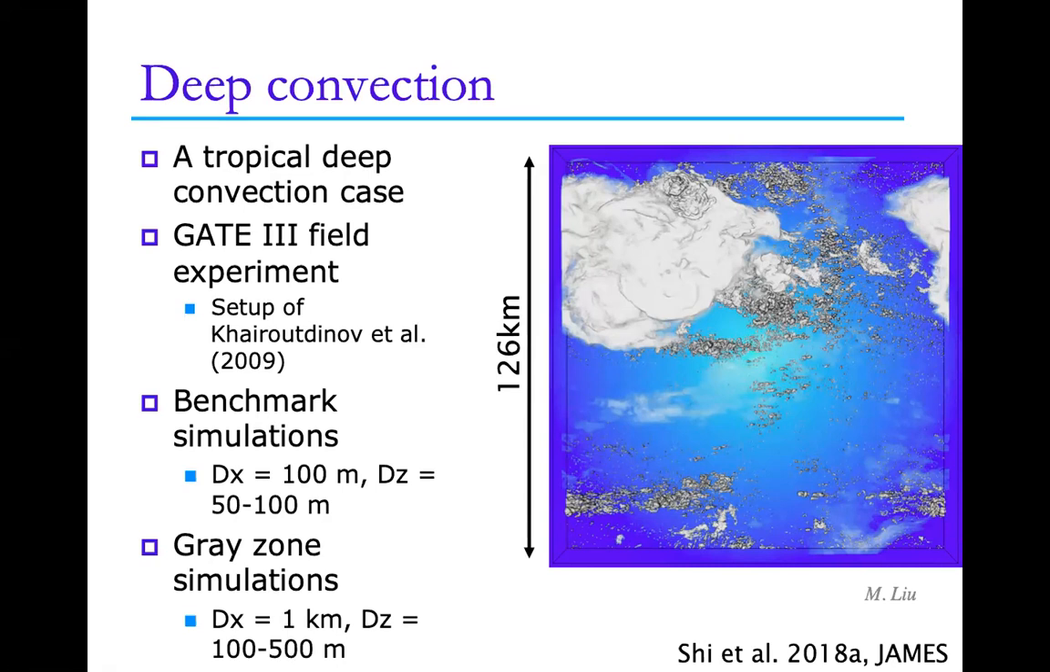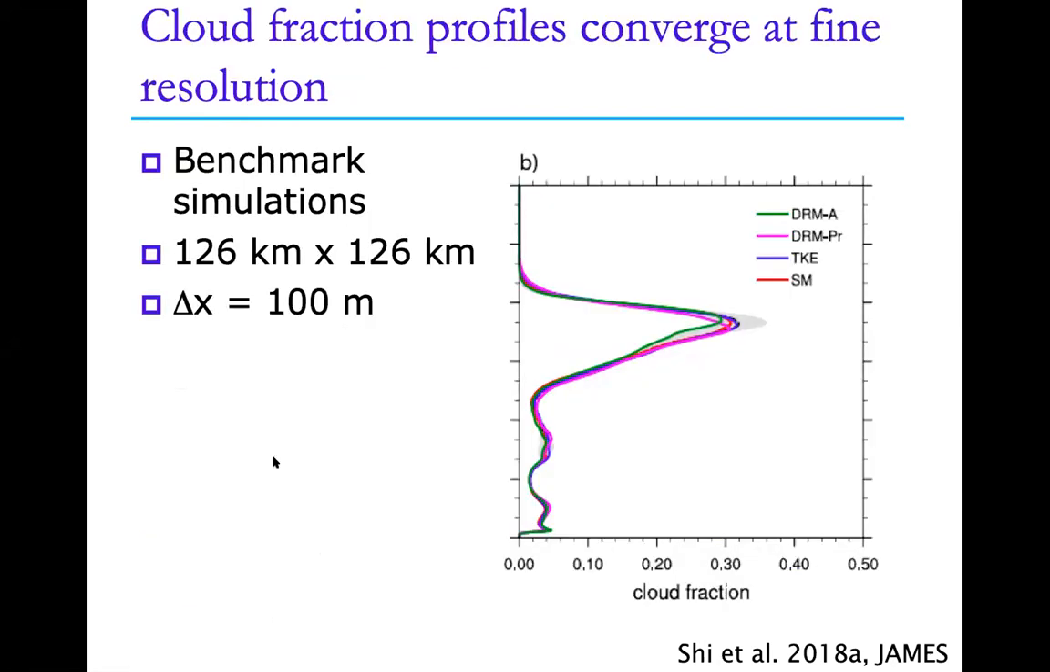So just a quick snapshot of results. This is from the benchmark simulations showing cloud fraction as a function of height. And you can see that all of the closure models, the DRM, different variations of the DRM, and the TKE and the Smagorinsky model all agree at this resolution, at 100-meter resolution, meaning that the dominant scales and features of this flow are well captured. And in the background in the gray is results from the previous study. So at fine resolution, all of these cloud fraction profiles converge.